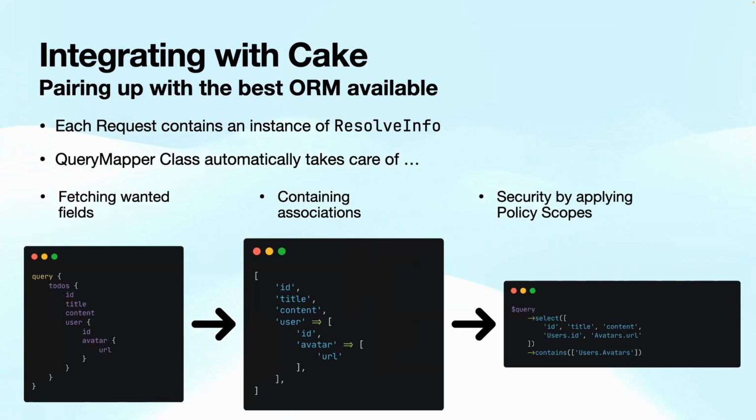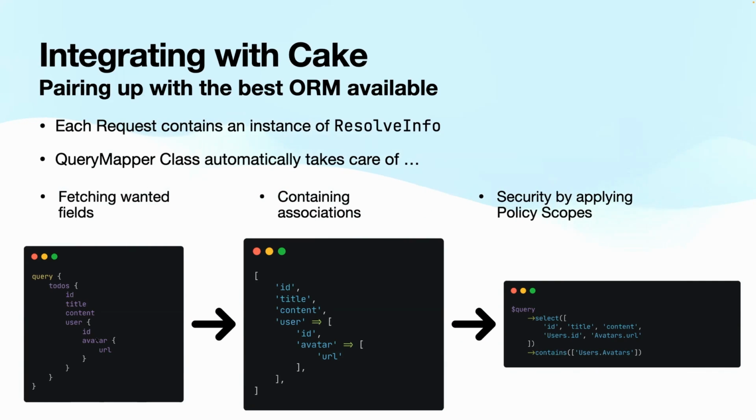So now that we've got the chores out of the way, we still have to do one thing, and that is the following. As you can see on the very left image here, in GraphQL, you can directly query the association. So think of it this way. You have a to-do entity, and this to-do entity has an association on the users. So you can query the user. And a user has an avatar, so you can query the avatar.